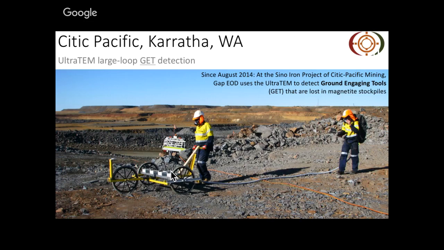The big issue is that if they go through to the crusher, they can cause a lot of damage to the crusher, but secondly, significant downtime. You might have a week of a crusher not working, which could cost these mines millions of dollars once they're in full production. So this is an amazing survey, really, because it's actually finding steel items in the magnetite stockpile. It worked extremely well.